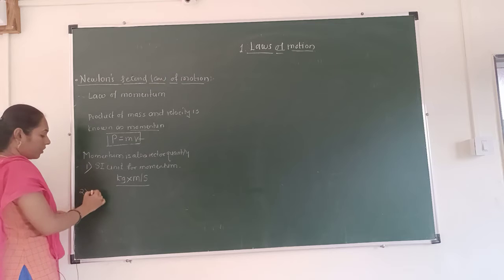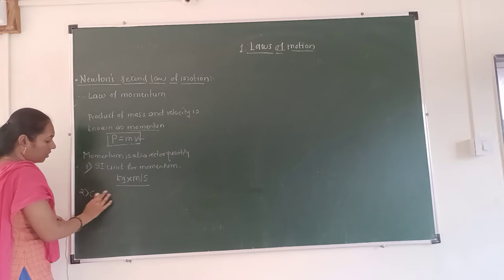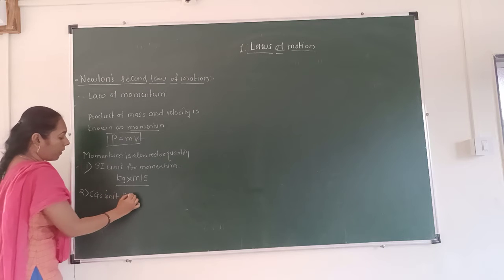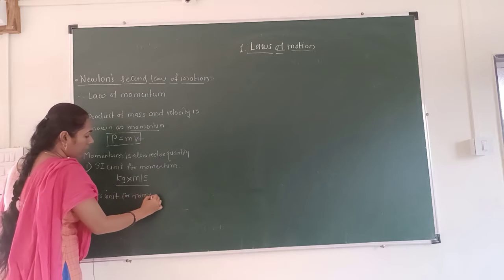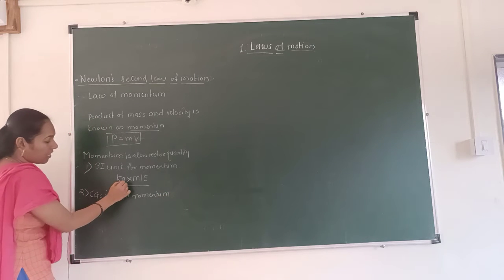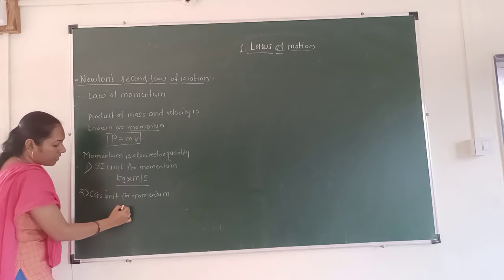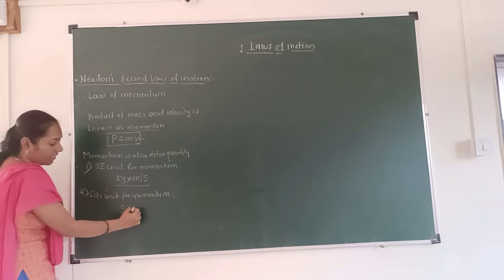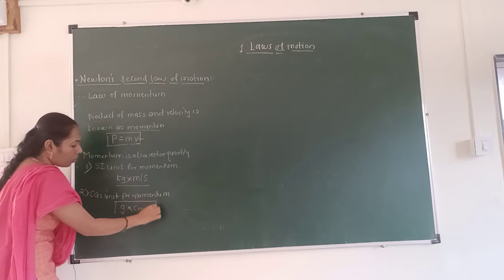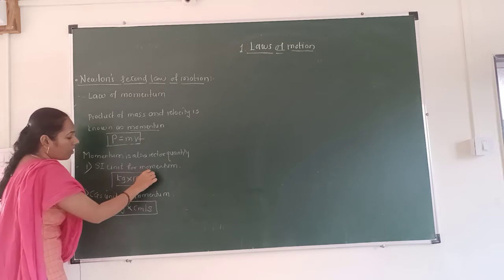Then what is the CGS unit for momentum? What will be changed here? Here it is the kilogram, here it is the gram, and into meter per second, here it is centimeter per second. These two are the units for momentum.